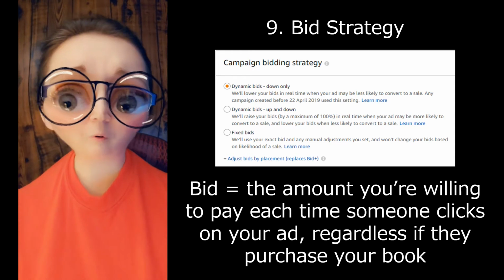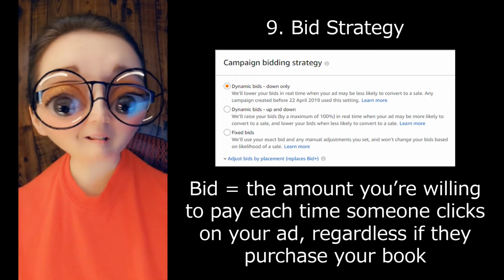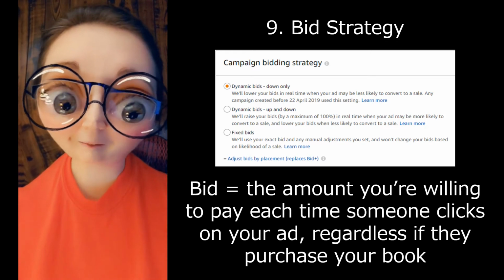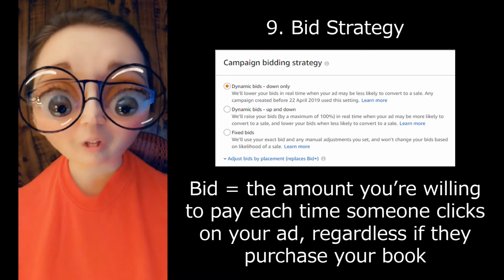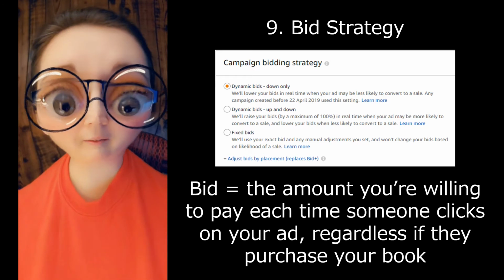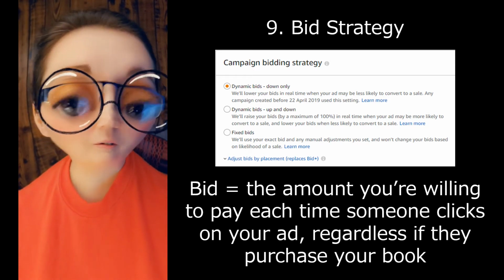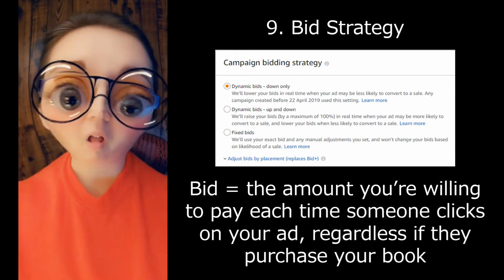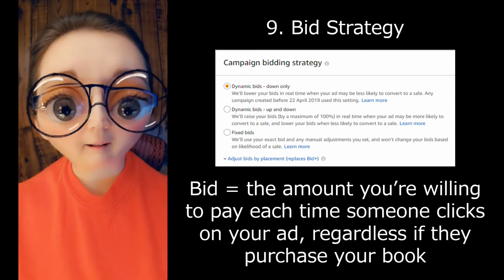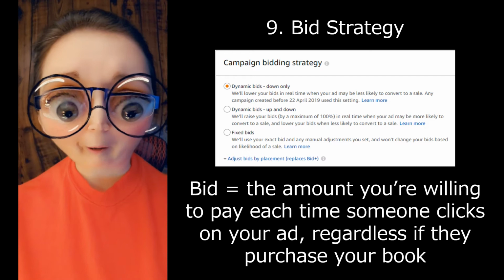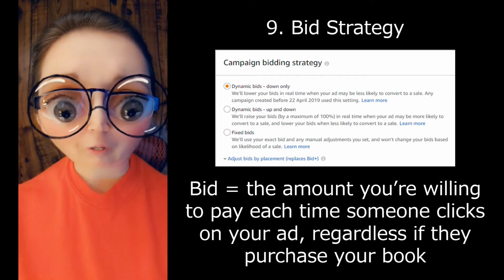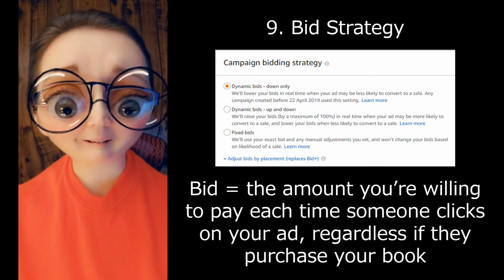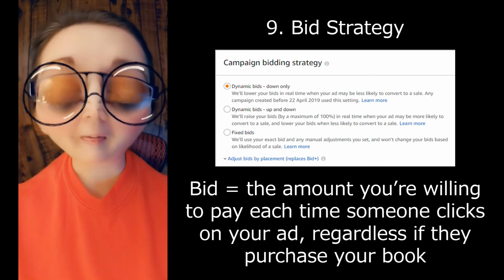Now if you go up and down, basically that's telling Amazon, hey, you can also charge me more than what my default bid rate is set at. That means you're going to be paying more per click than what you initially wanted. Don't check that one. The fixed one is basically saying, okay, no matter what, always charge my bid rate. Down is better because you can save money by selecting dynamic bids down. That's my tip.